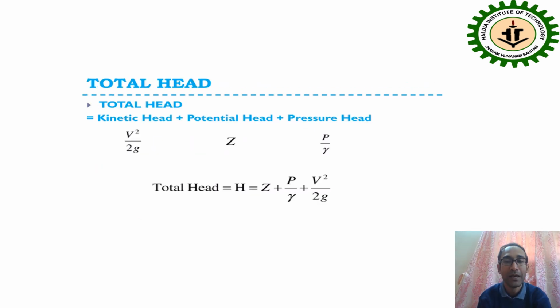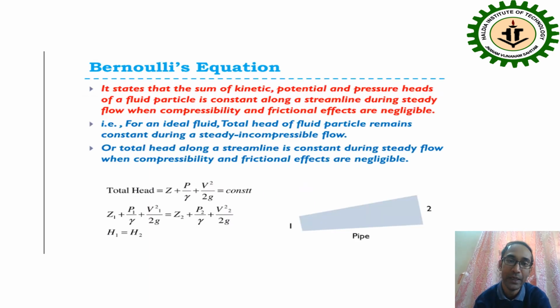Total head means kinetic head plus potential head plus pressure head. We can say V square by 2g plus Z plus P by gamma is called total head. The summation is called total head.